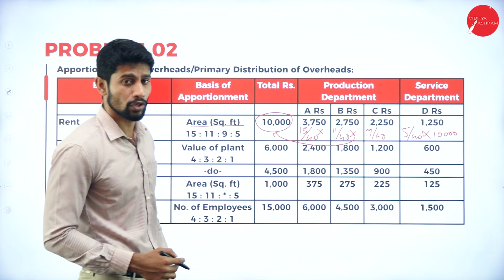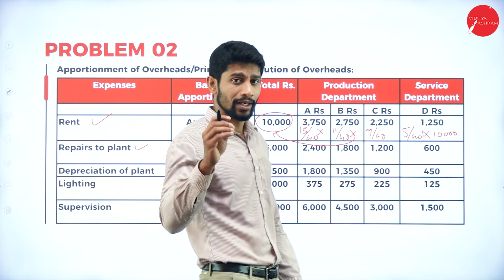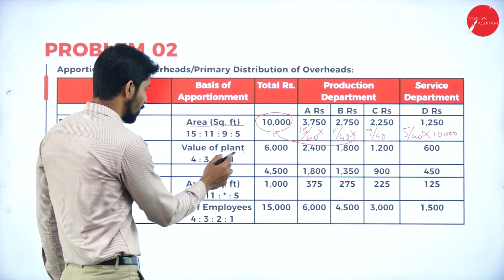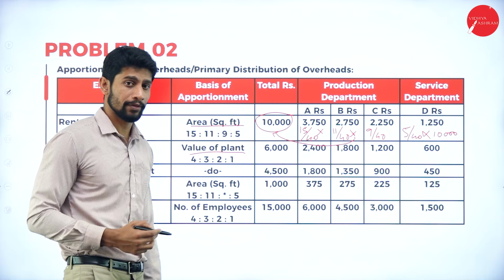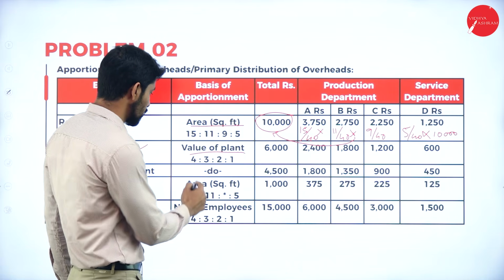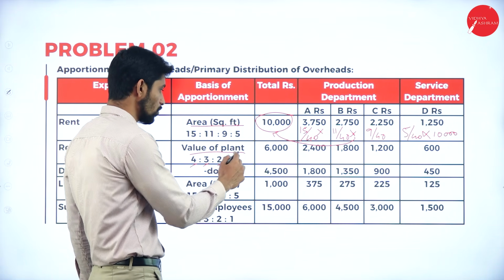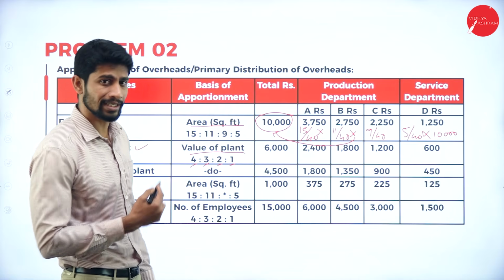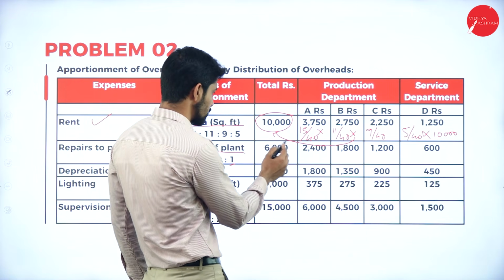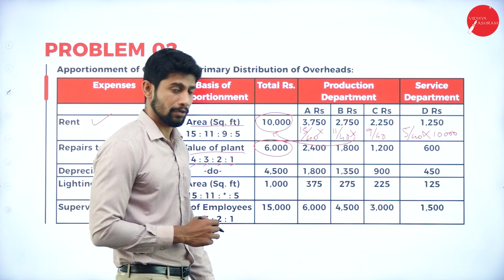Next, repairs to plant. So on what basis are you going to allocate the repair of plant? It is on the basis of value of plant. So what is the ratio? We already found it out for value of plant. It is 4 is to 3 is to 2 is to 1. Okay, total how much will you get? 10. So 6,000 is the total expenditure for repair of plant.